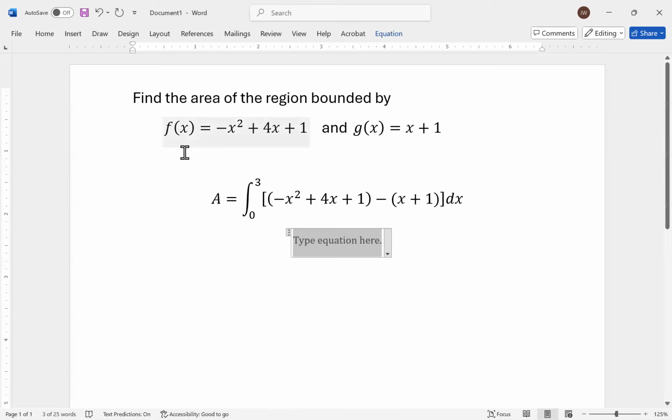Now, that's all said and done. We have our bounds now. So now we want to integrate, again, the expression for f minus the expression for g. And when I type that into my calculator, I got 4.5. So the area between those two curves from 0 to 3 is 4.5 square units.